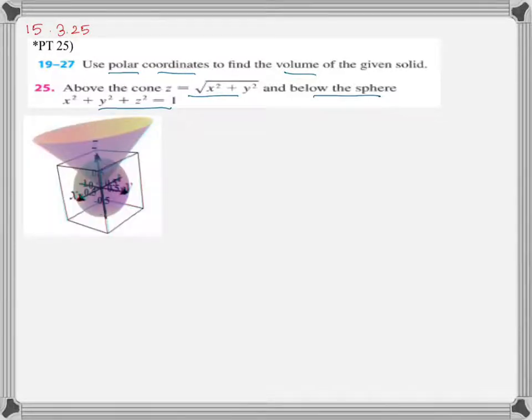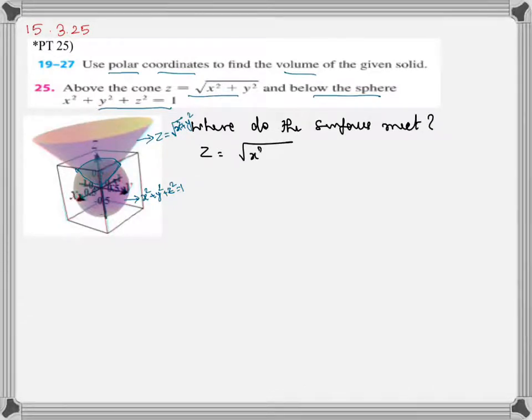They both meet. We have to find out where the two surfaces meet. So we have the upper part of the cone, whose equation is z equal to square root of x square plus y square, and the sphere here is x square plus y square plus z square equal to 1. So we'll see where the two graphs meet. Where do the two surfaces meet? So we have to set the two z's to be equal.